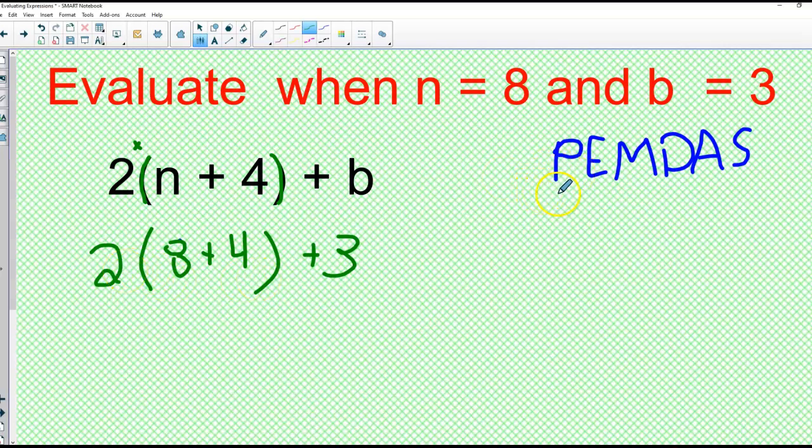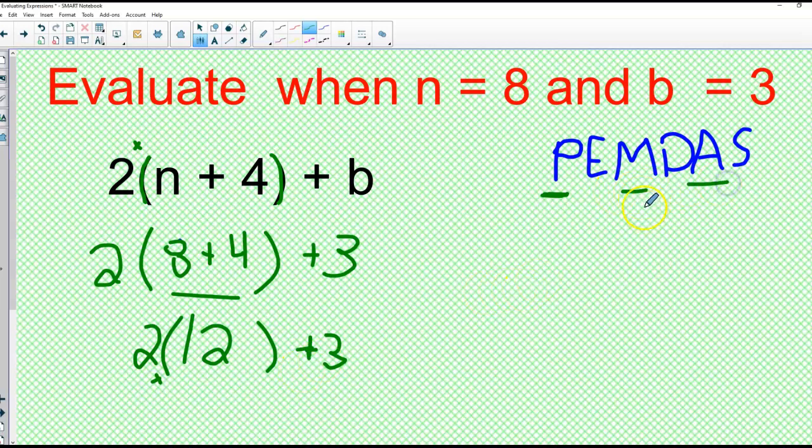All right, so according to PEMDAS, parenthesis needs to be done first. So we're going to do the inside of the parenthesis. 8 plus 4 is 12. Right? So I have times 2 and plus 3 left because I already did the inside of the parenthesis. Remember, this means multiplication. So I have multiplication to do and addition. So multiplication comes next. So 2 times 12 is 24. And then plus 3 is all we have left. So that gives us an answer of 27.